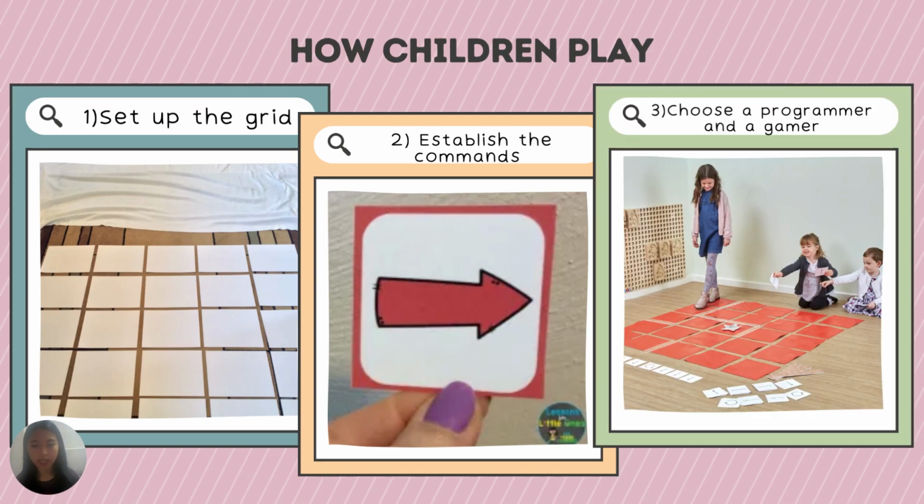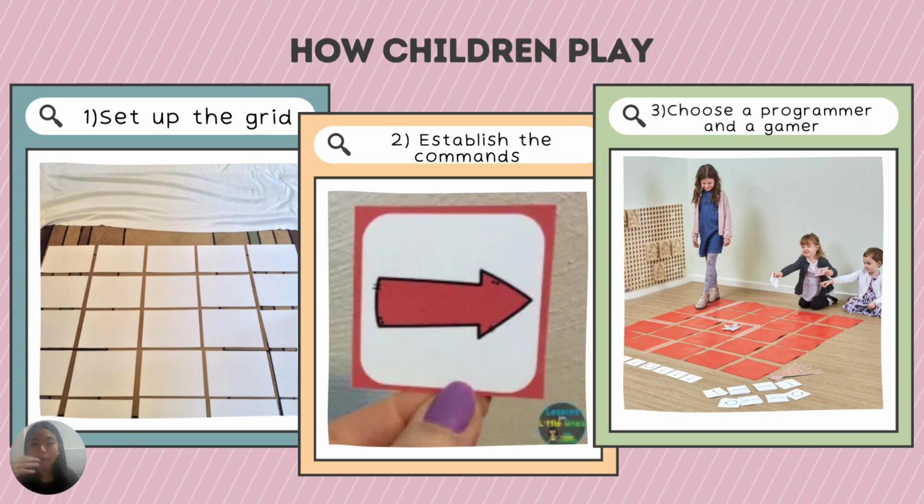Okay? And third is to choose a programmer and a gamer. So the programmer or programmers give the coding commands. Okay? The gamer is a child or children who follow the coding commands and move the figure on the grid. Code a story. The programmer is now responsible for giving commands. They can say go up 1, go forward 2, go down 3. Okay? To the gamer so that the gamer can move the character along the grid.